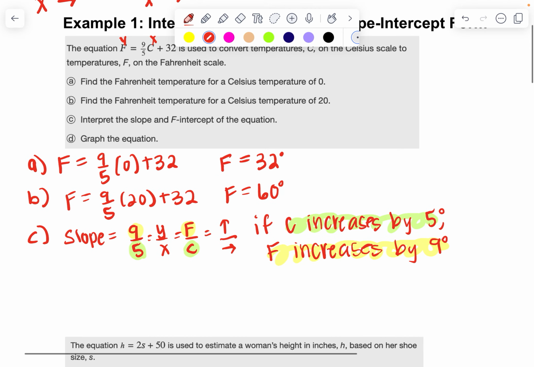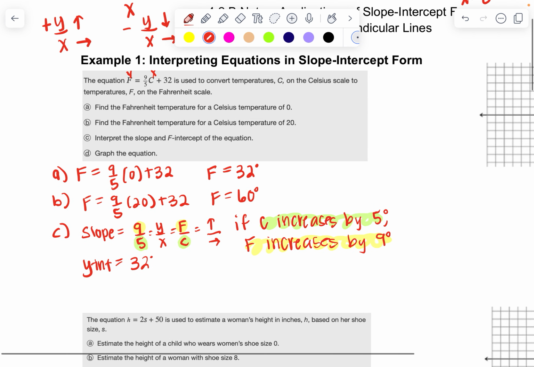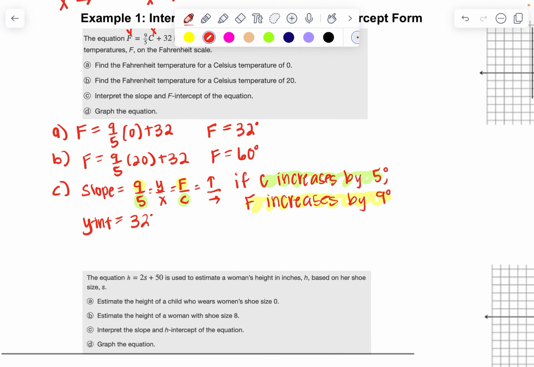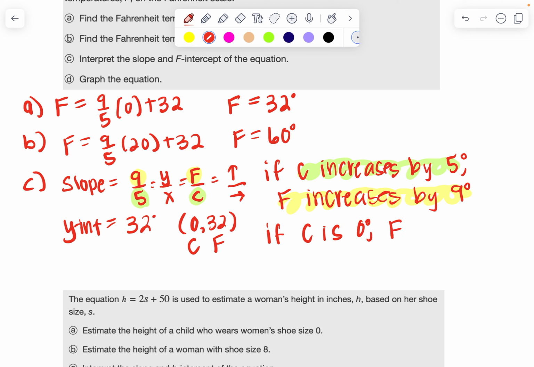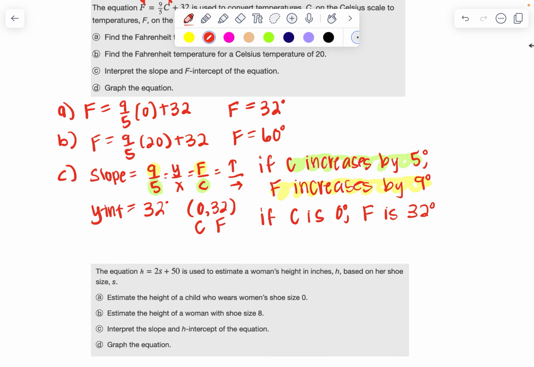My y-intercept here is 32. I guess they're saying the f-intercept is 32. We say that the y-intercept is the y value when x is 0. So this will be the Fahrenheit value when Celsius is 0. So again, this means the point 0, 32. So Celsius is 0, Fahrenheit is 32. So if Celsius is 0 degrees, Fahrenheit is 32 degrees. It says to graph it. We're not going to graph it. We won't worry about that.